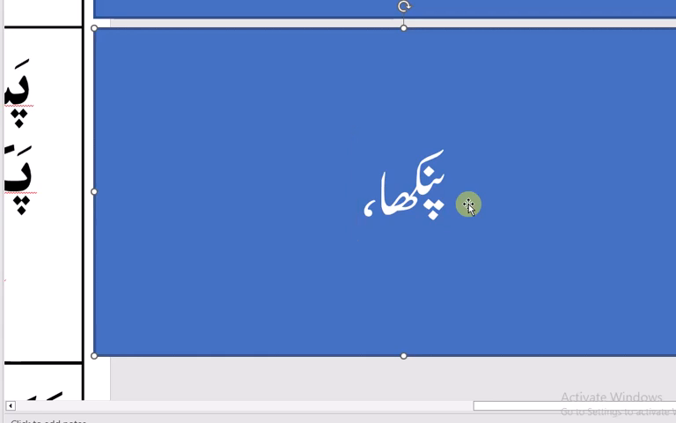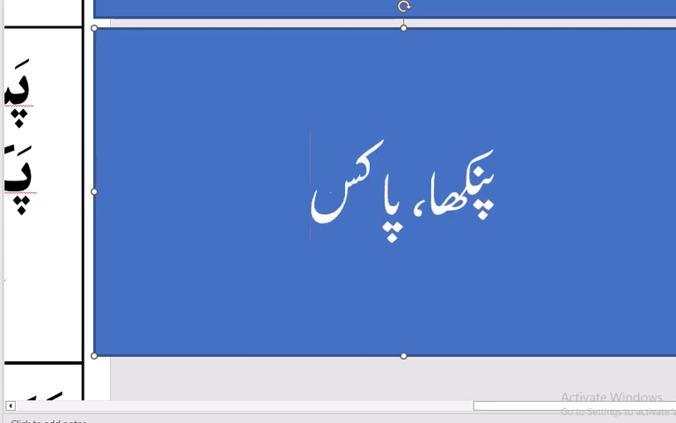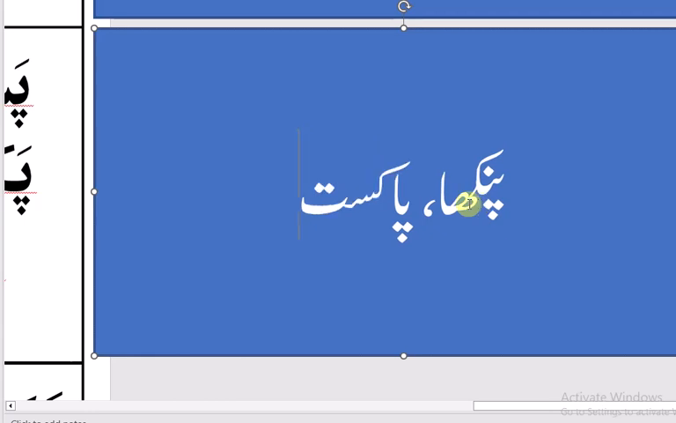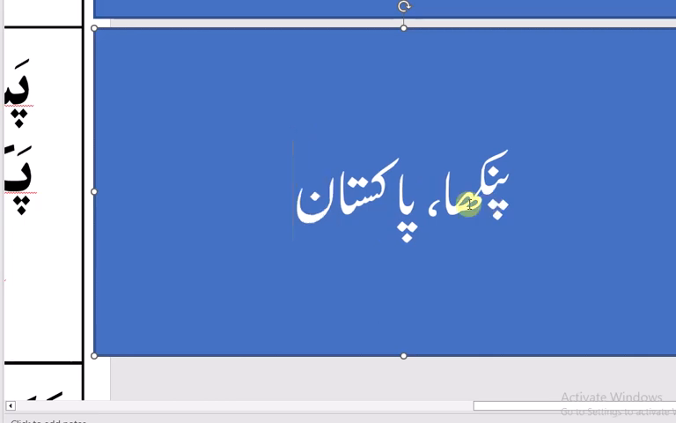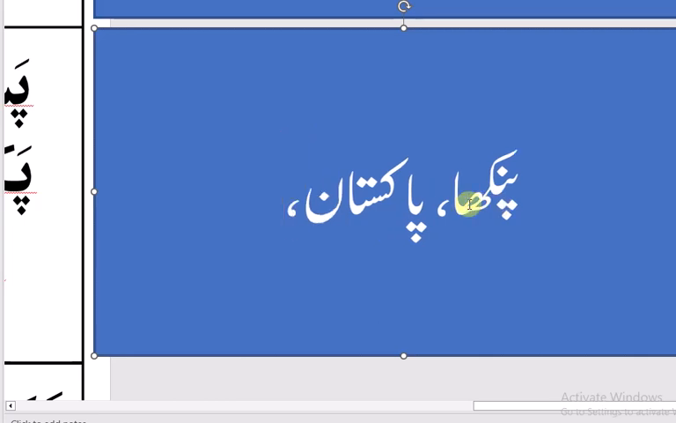How do you write Pakistan? Pelif pa? Kaf seen? Te elif ta? And noon. What the word is that? Pakistan. Yes, Pakistan. How many components are there?